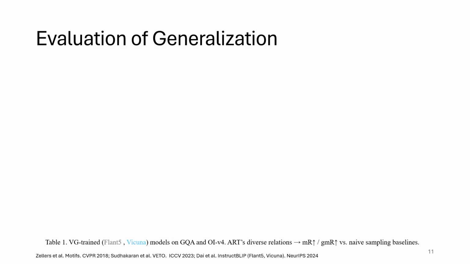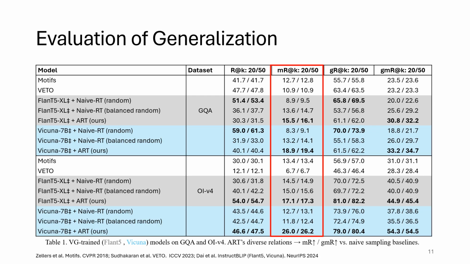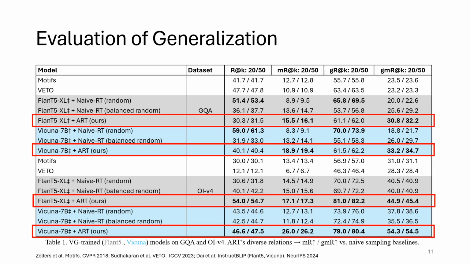Evaluation of generalization of ART. The performance on mean and generalized mean recall metrics is crucial for generalization, as these metrics evenly reflect the performance on the full predicate distribution. ART model variants outperform all their baselines on both the metrics.